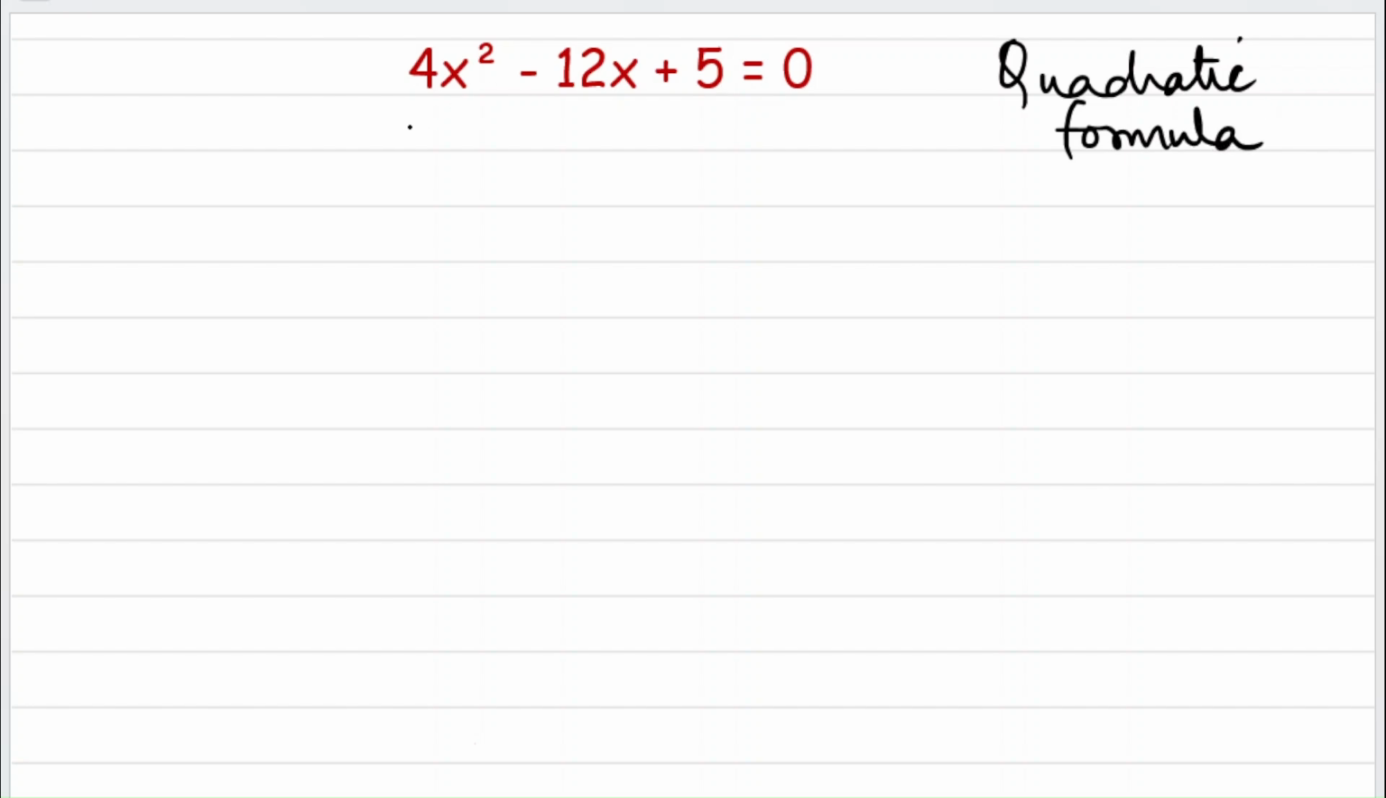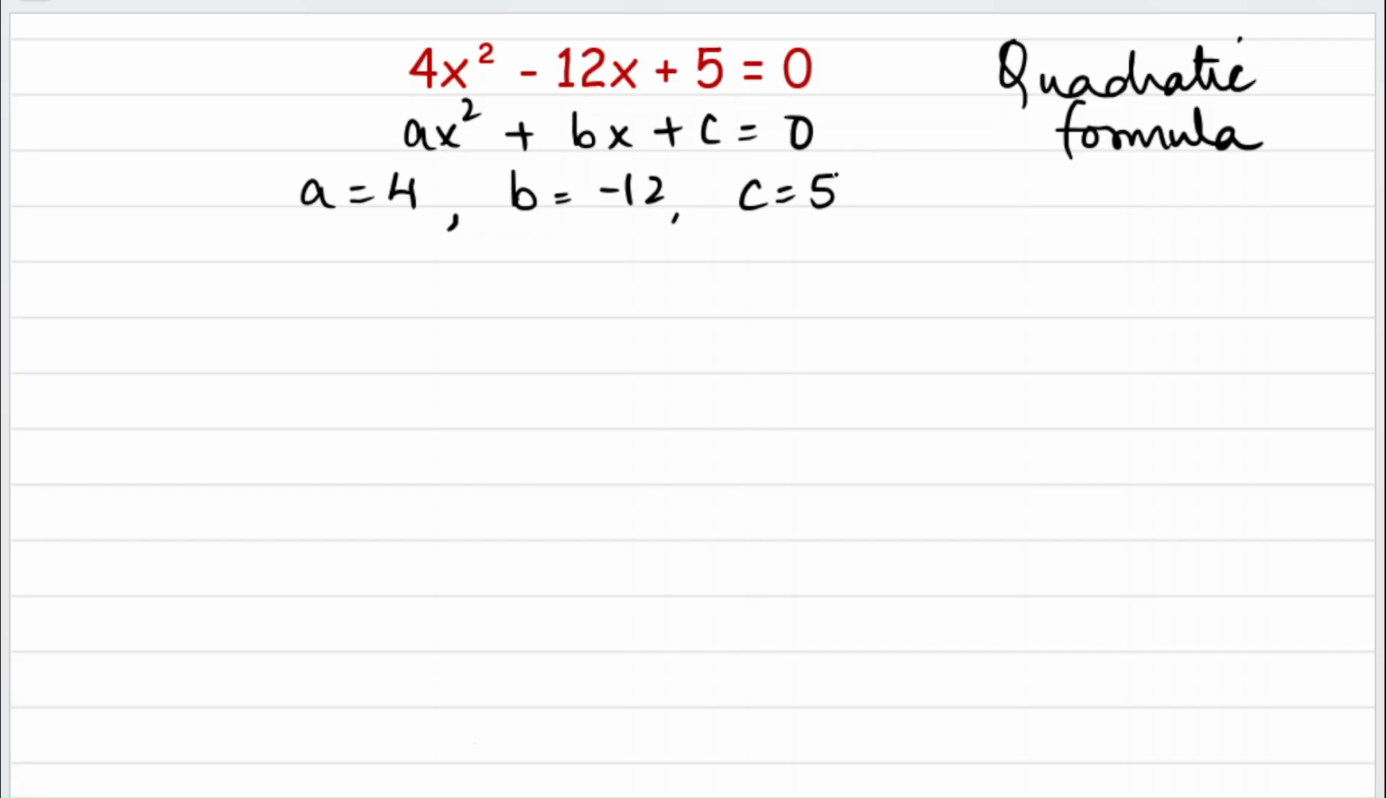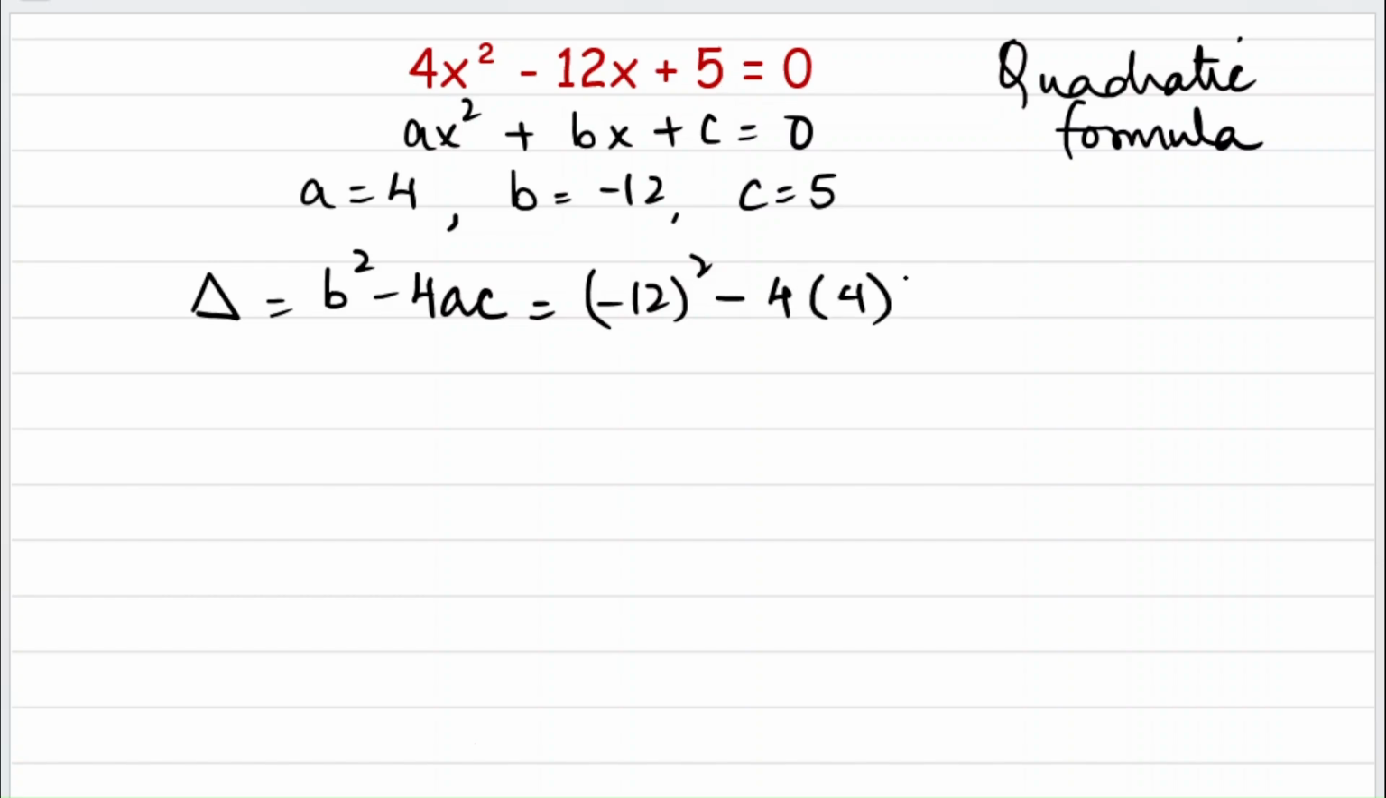So, compare it with the standard form of quadratic equation ax square plus bx plus c equals 0. My a value is 4, b value is negative 12, and c value is 5. So, we will find the quantity called discriminant denoted by delta, which is equal to b square minus 4ac. Now what is b? It's negative 12 square minus 4 times a. What is a? 4. And what is c? 5. Now negative 12 square is 144 minus 4 times 4 is 16. 16 times 5 is 80. So 144 minus 80, which gives me 64.